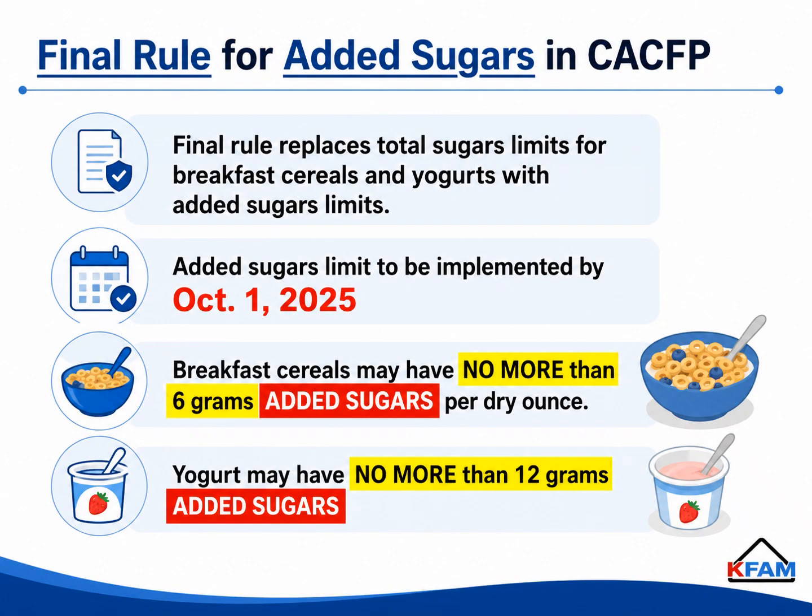This slide explains the final rule for added sugars in the Child and Adult Care Food Program. The final rule replaces total sugar limits for breakfast cereals and yogurts with added sugar limits. The added sugars limit must be implemented by October 1, 2025. Breakfast cereals may contain no more than 6 grams of added sugars per dry ounce. Yogurt may contain no more than 12 grams of added sugars. These updated requirements help support healthier meal choices and reduce added sugar intake for participants in the CACFP program.